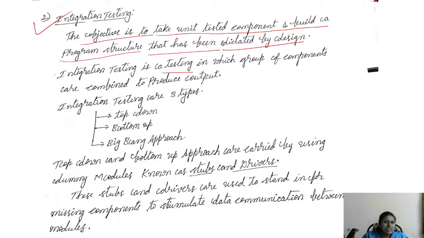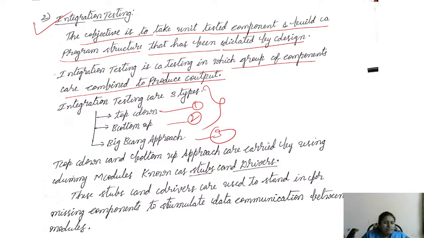Integration testing is a testing in which a group of components are combined to produce outputs. All the components which are done in the unit testing, in the integration testing we are combining all and doing the integration testing. Integration testing has three types: one is top down testing, bottom up, and the big bang approach. We will see what is top down testing, bottom up testing and big bang approach.